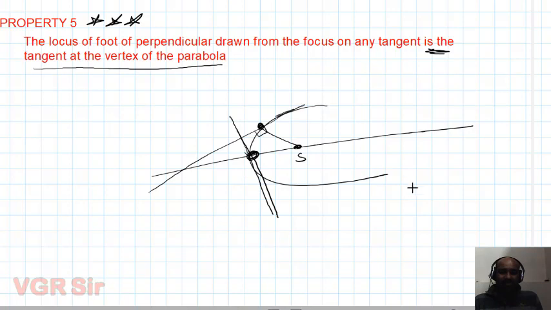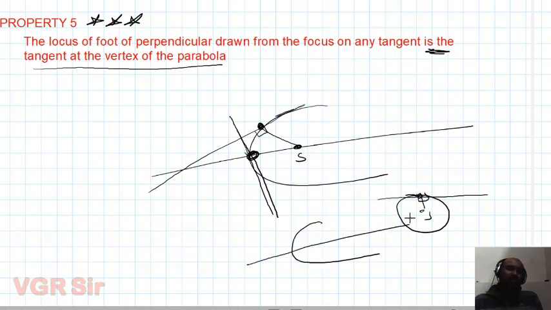So important thing, students, here in a circle, from the center, the point of tangency and center are joined, that is perpendicular only. But the same concept is not applicable in a parabola. Take care now. Okay, this is the point of tangency. This is, say, the focus. Join this. You can't say this is 90 degrees.